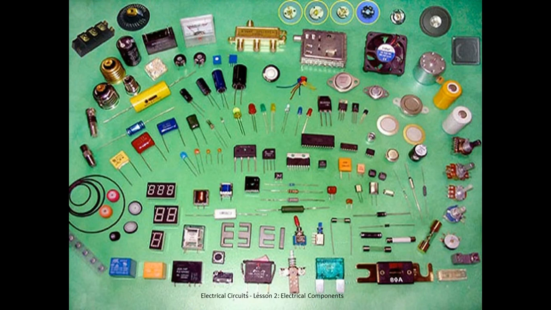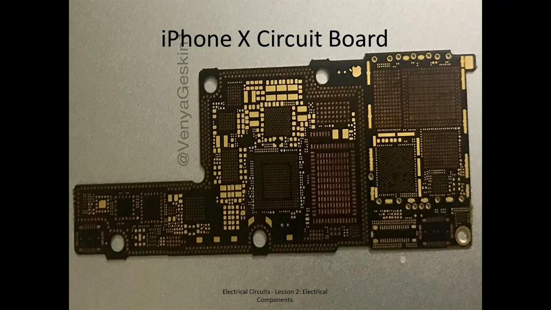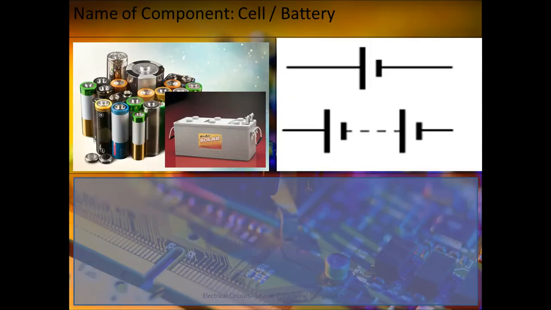Obviously, we're going to restrict our learning to the ones that are relevant to the course, but just giving you an example of how many there are. And the complexity of some circuits can be very great. So this is a circuit board for an iPhone, and all the little segments in there are either individual components or processors. So obviously, the more that a device needs to do, the more components it requires, and the more complex that circuit becomes. So we're going to start with the most basic things.